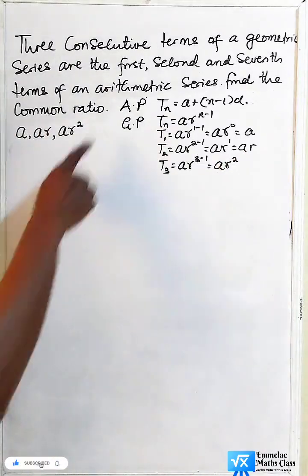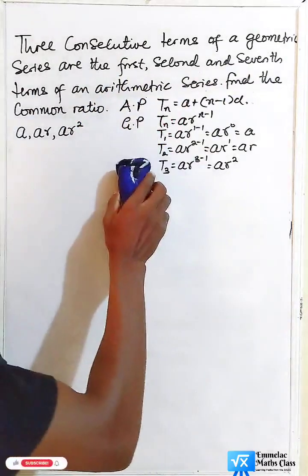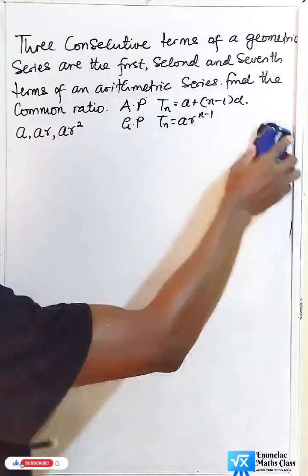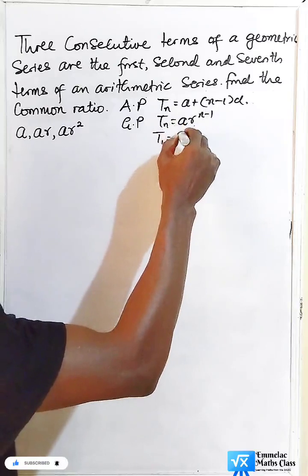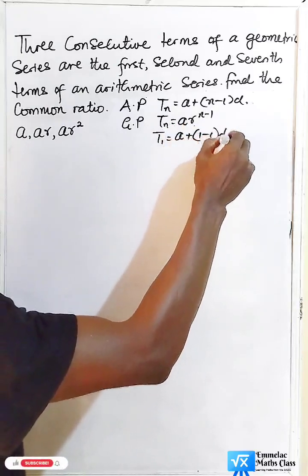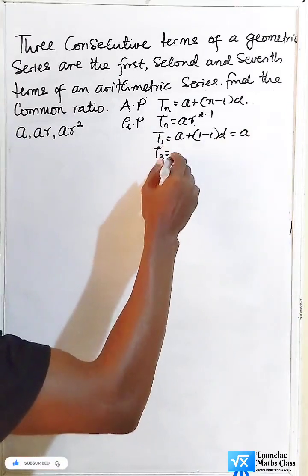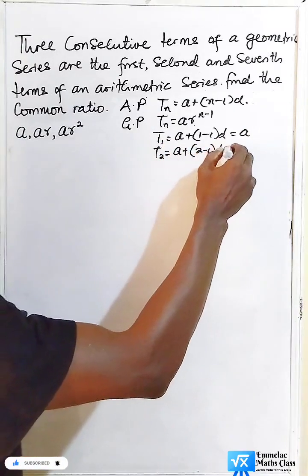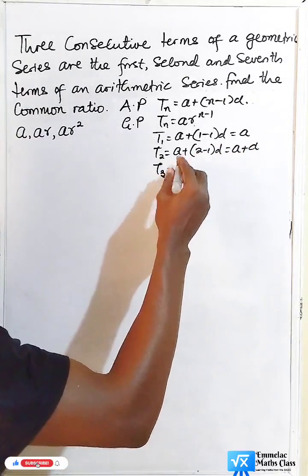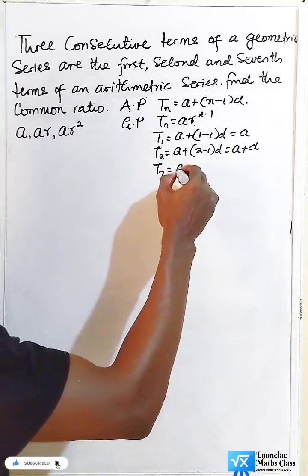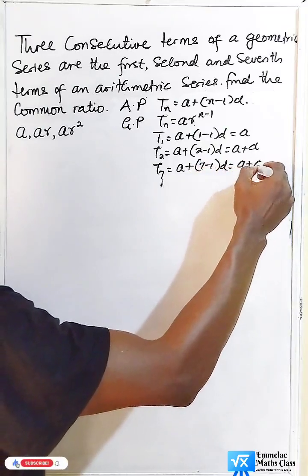All right, and it says it corresponds to the first, the second, and the seventh of an arithmetic series. Now for that arithmetic series, the first will be a plus (1 minus 1)d, which is 0 times d, so a plus 0 gives us a. Now for the 2nd, you have a plus (2 minus 1)d, which gives us a plus d, because 2 minus 1 is 1 and 1 times d is d. For the 7th, you have a plus (7 minus 1)d, which gives us a plus 6d.